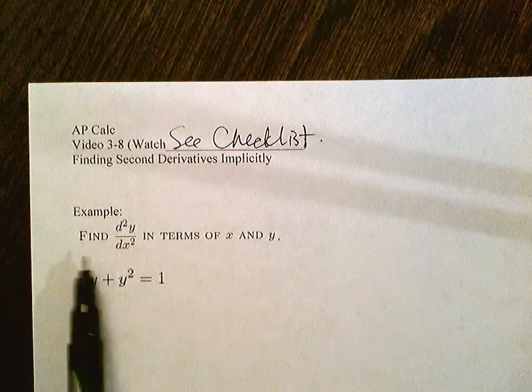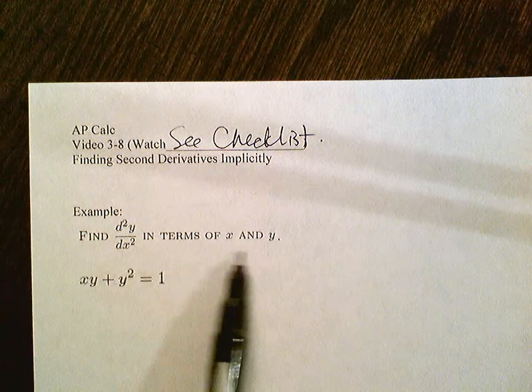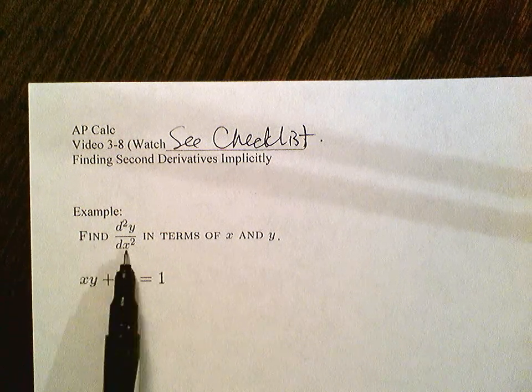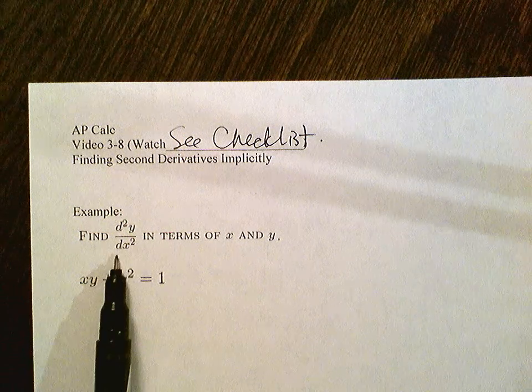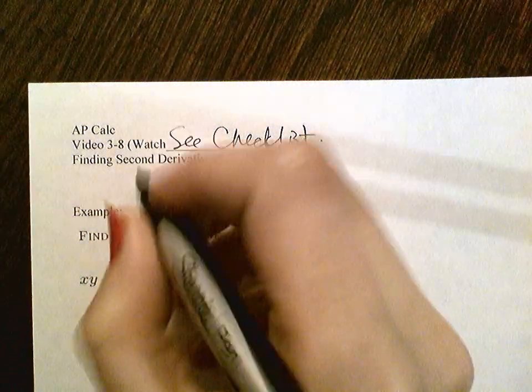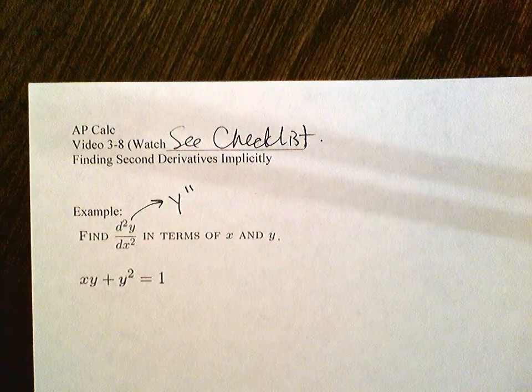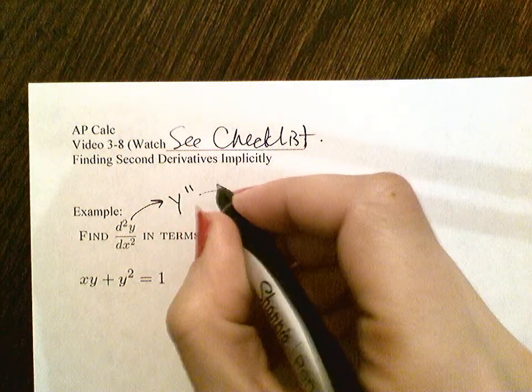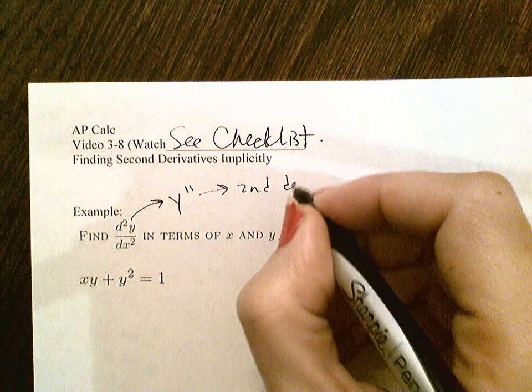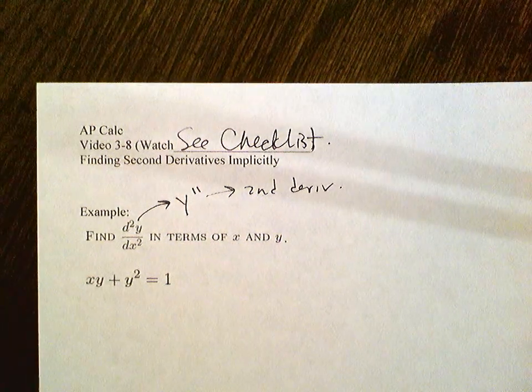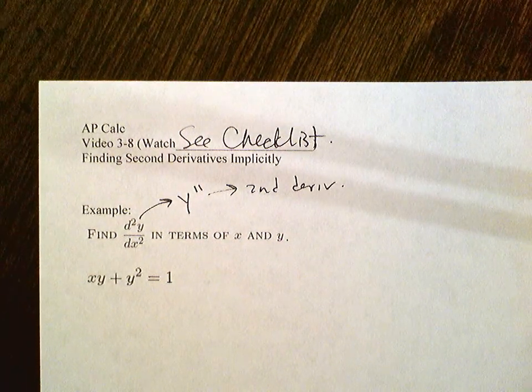But if you look at the problem, they say find this in terms of x and y. This is d squared y over dx squared. I think that's how you say it. This is Leibniz notation for y double prime. So this is the second derivative. It's Leibniz notation for the second derivative.